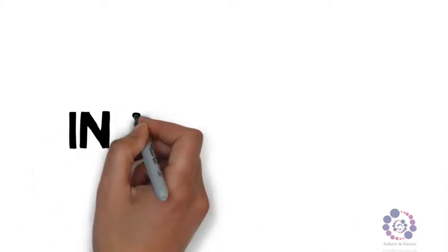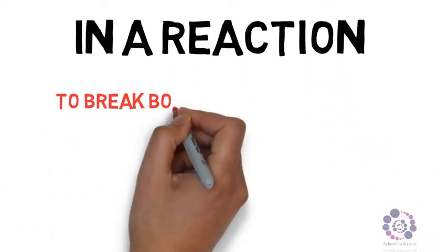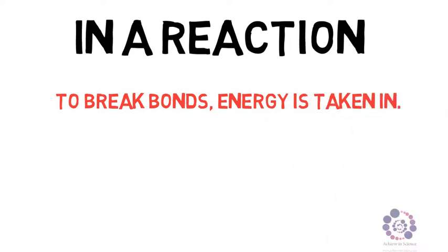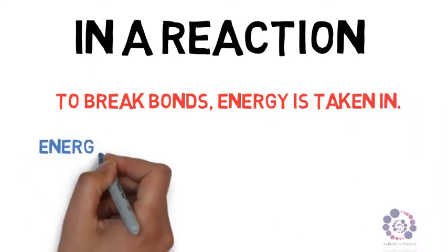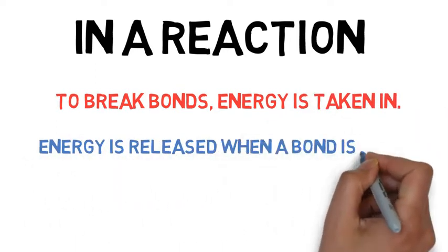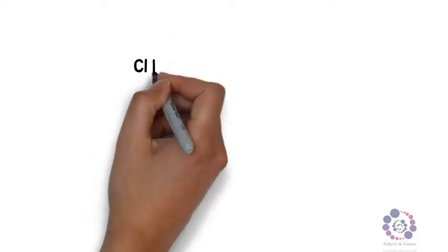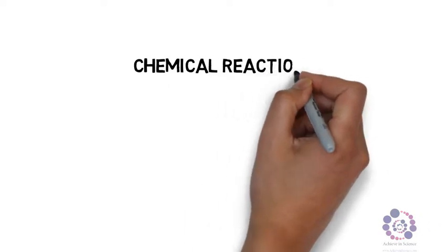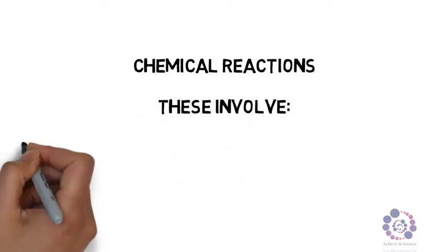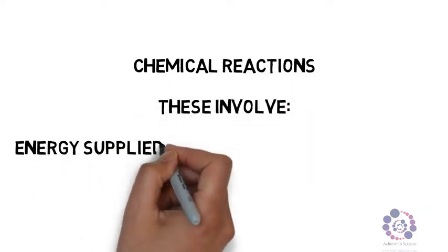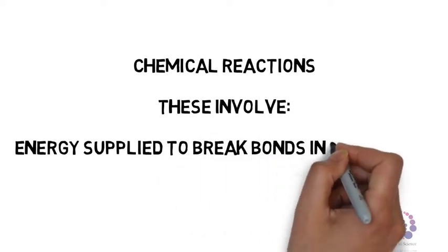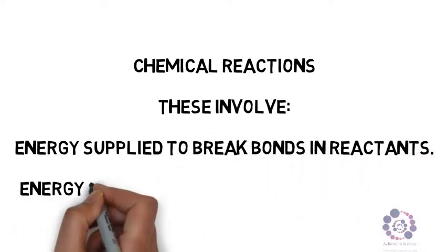Therefore, in a chemical reaction, to break bonds, energy needs to be taken in. And at the same time, energy is released when a bond is formed. Therefore, within a chemical reaction, energy needs to be supplied to break bonds in the reactants. Energy is then released when products are being formed.